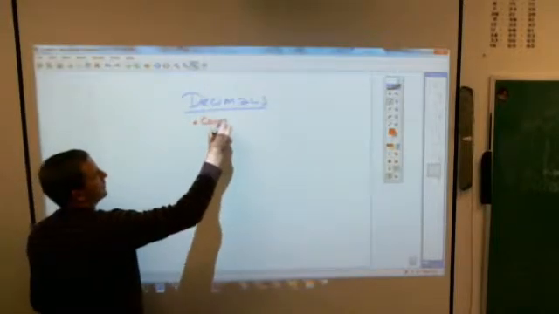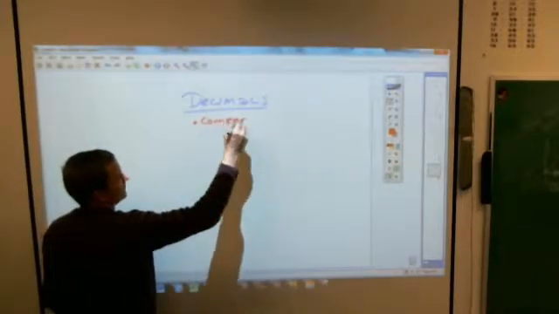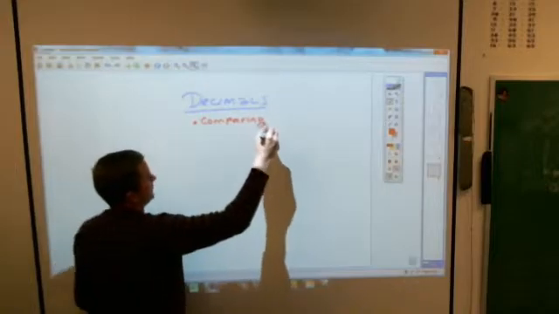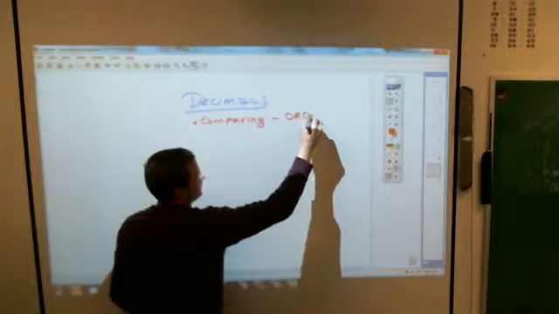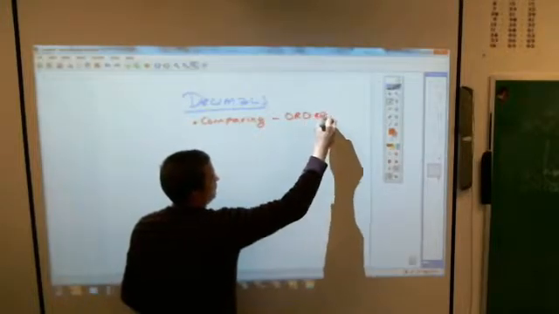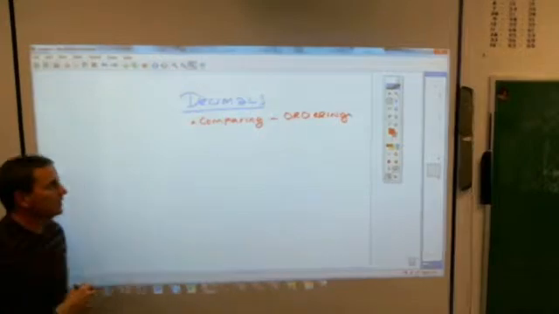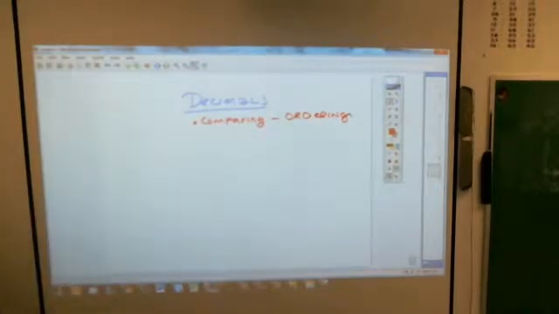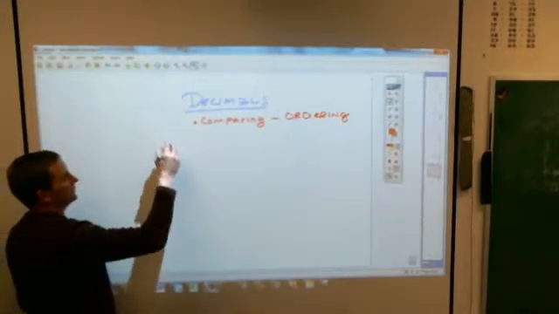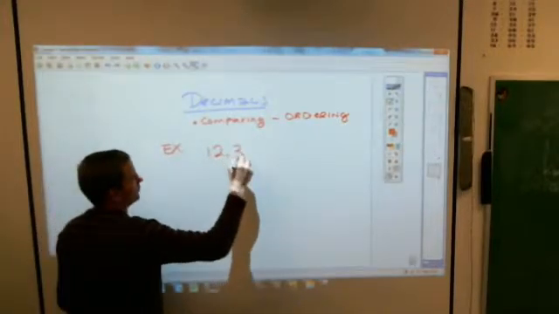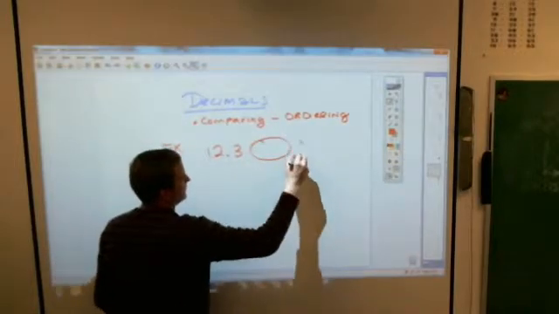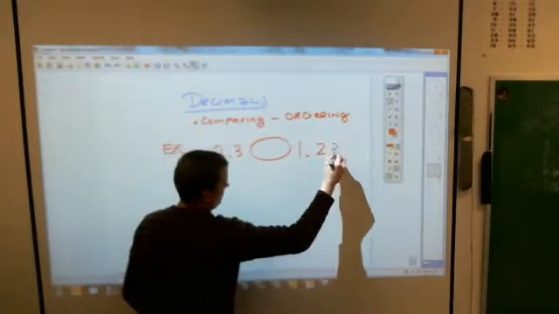7. As a little subtitle here, children, write: comparing hyphen ordering them. Looking at decimals and comparing them, how do you know if one decimal is bigger than another? Example number 1 could be relatively important. What if I have 12.3 and I compare that to 1.23?